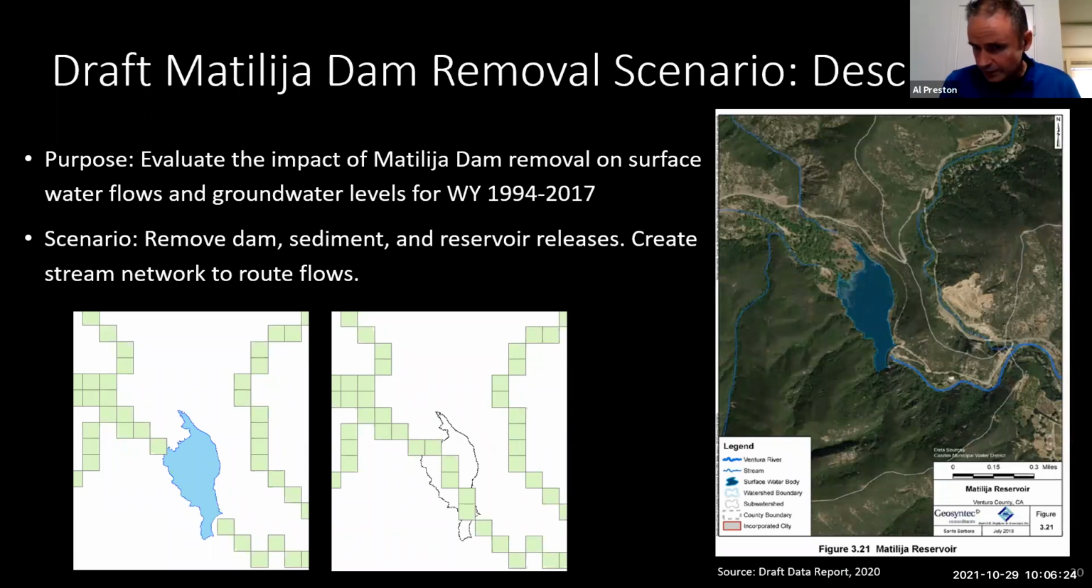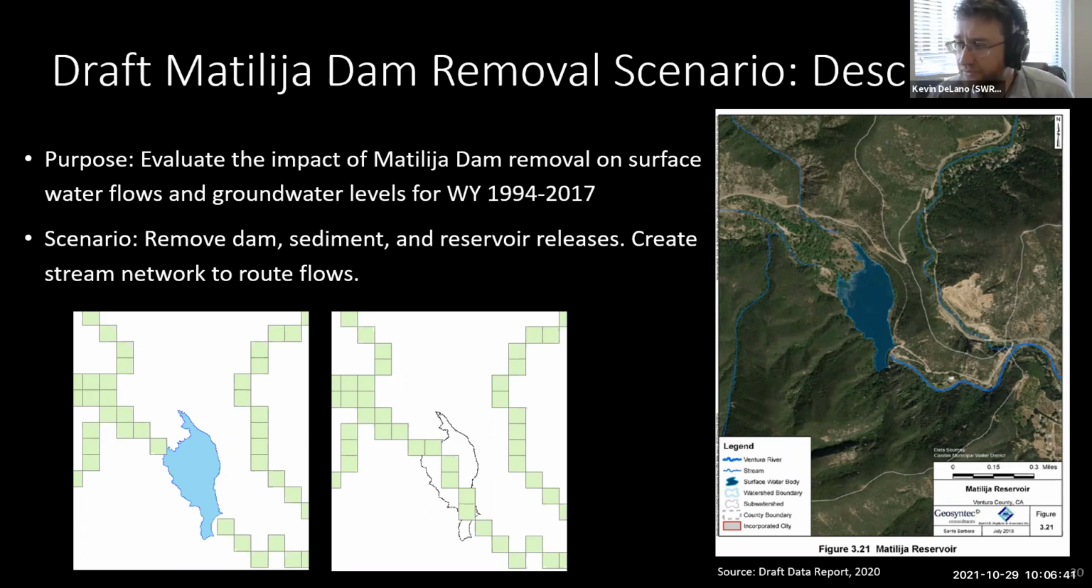I guess in the future, there'll be more sediment coming into the system once the dam is gone, and maybe there'll be some new kind of geomorphologic stable condition that it finds that we're not really considering in the model.